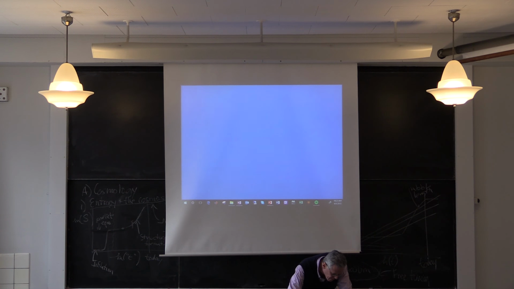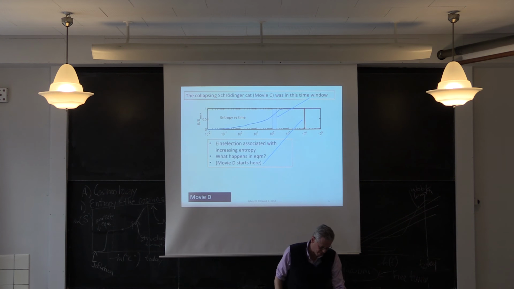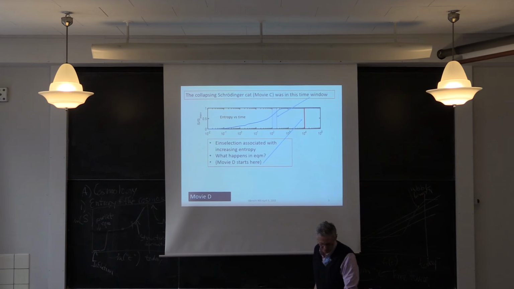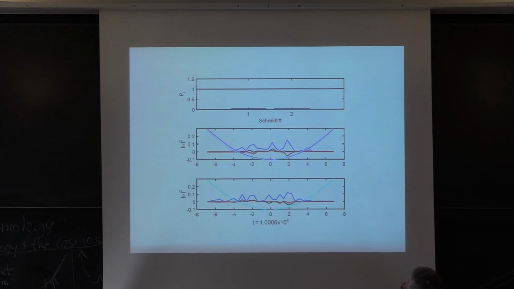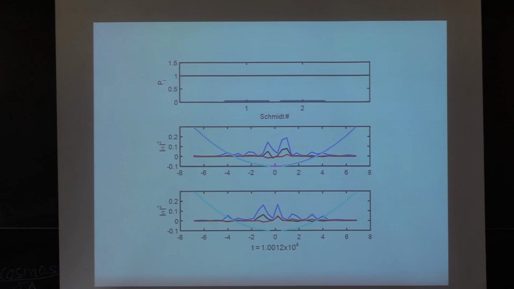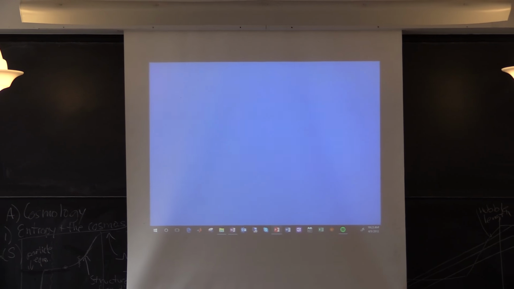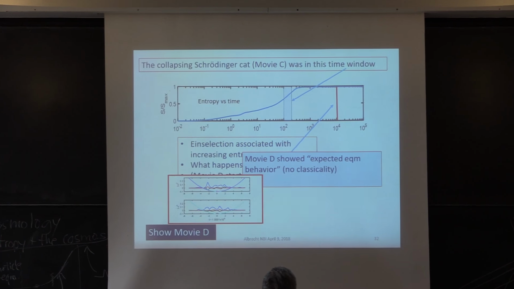Movie D. I did this separately because otherwise the file was getting really huge if I put all the movies in one. So now I'm going to look at something in equilibrium, and here's what I see. And this is kind of consistent. We're saying, well, yeah, it's just noise, it's just junk. And that is kind of the party line. That's sort of consistent with saying, well, maybe we really do need an arrow of time to talk about classicality and Einselection.